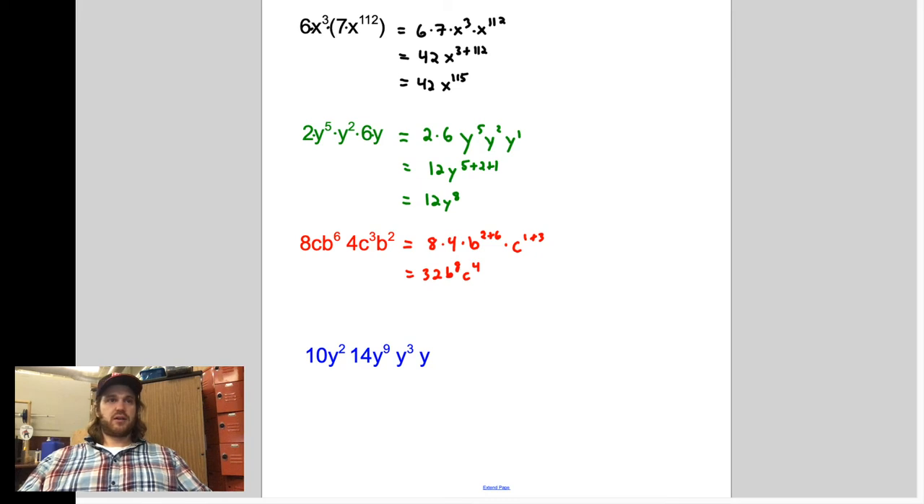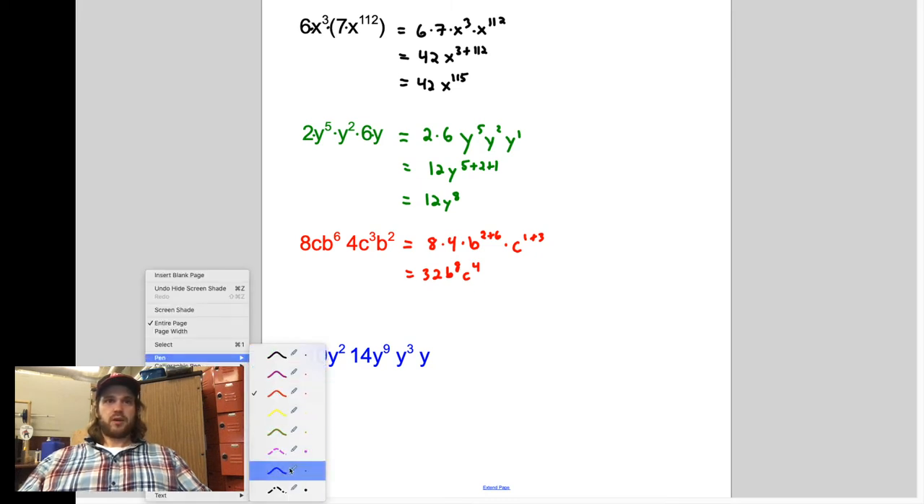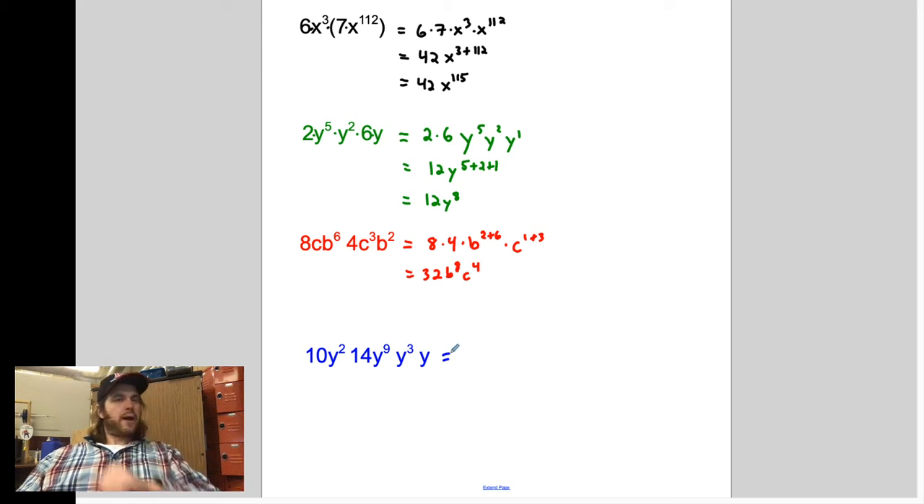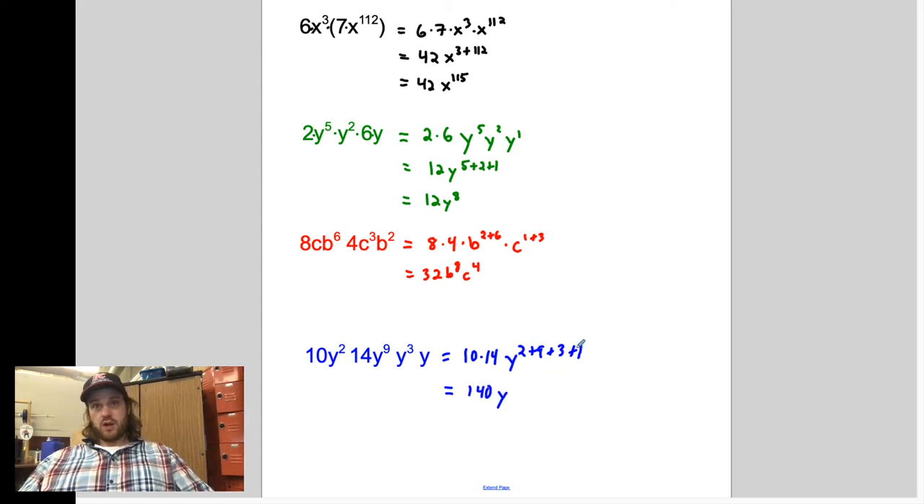Last one of this kind before we do 19 more. All right, number of bases. 10 is 1, y to the 2nd is 2, 14 is 3, y to the 9th is 4, y to the 3rd is 5, and y is 6. Let's do it again. So this is 10 times 14, and then you're going to have y to the, let's just go right to this step, 2 plus 9 plus 3 plus 1, which is 140. y to the 9 plus 1 is 10. 2 plus 3 is 15. That's it. That's what we do here.